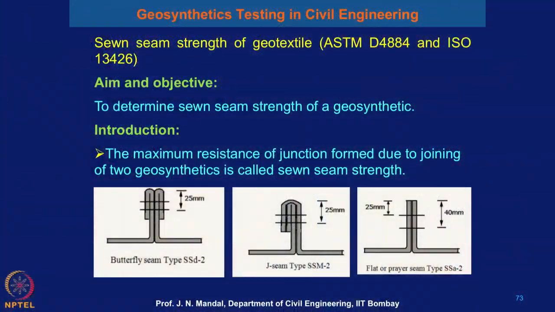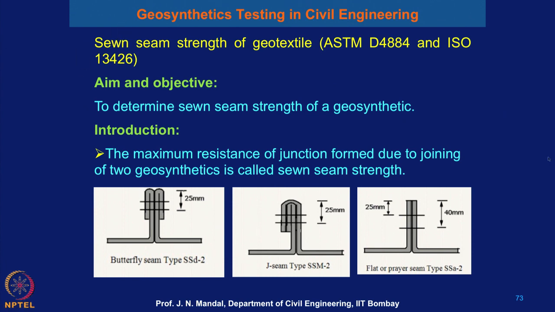Now, seam strength of geotextile is as per the specification ASTM D4884 and International Standard Organization ISO 13426. The main objective of this test is to determine the seam strength of the geosynthetics material. So, the maximum resistance of the junction formed due to the joining of two geosynthetics is called the seam strength.